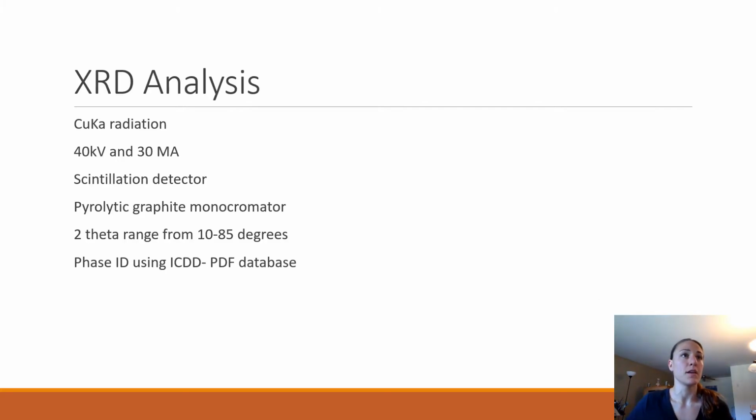So the XRD analysis parameters: copper K-alpha radiation, 40 kilovolts, and I also have the PDF database that was used on the bottom there.